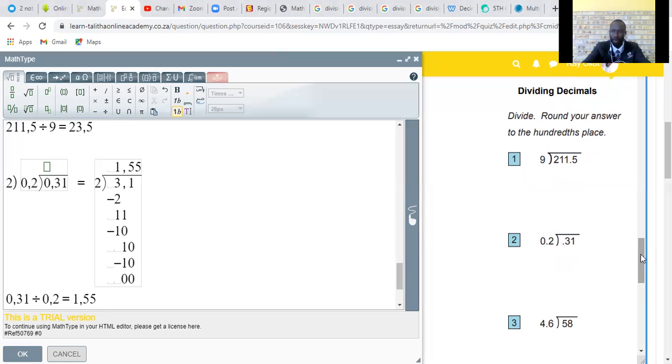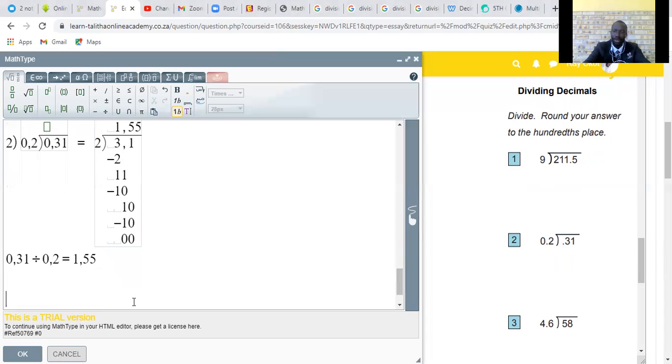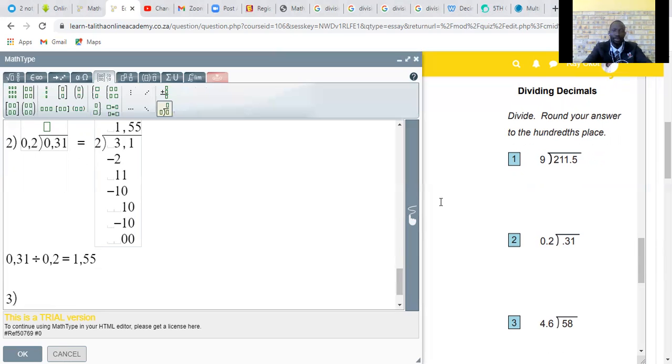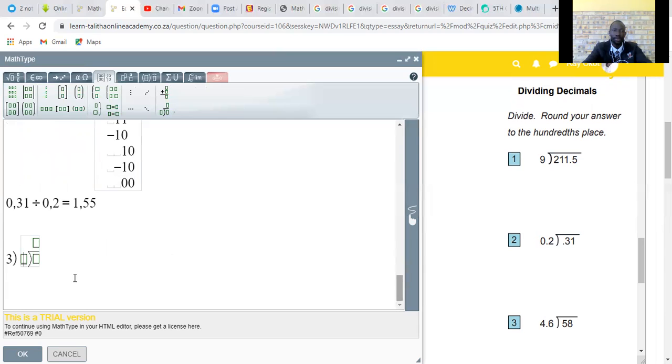Now in question 3 of activity 1, we are dealing with a decimal fraction and a whole number. So let's have it written down. So we have 4.6 as the divisor.